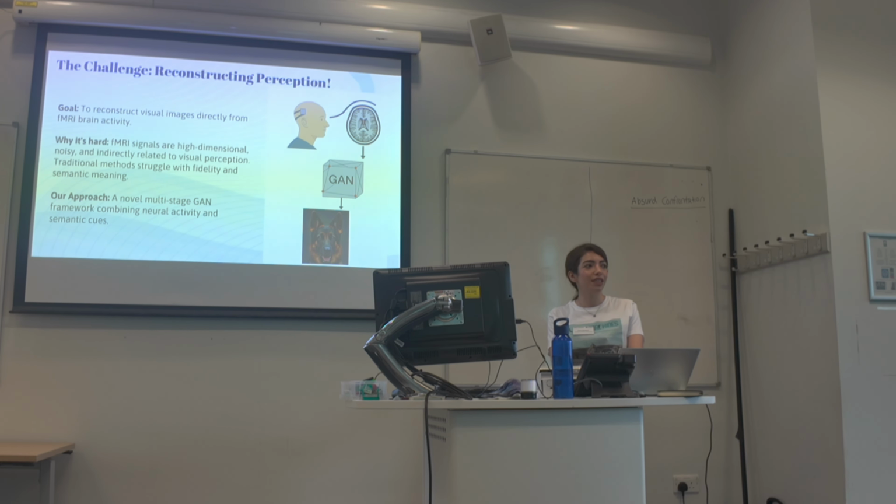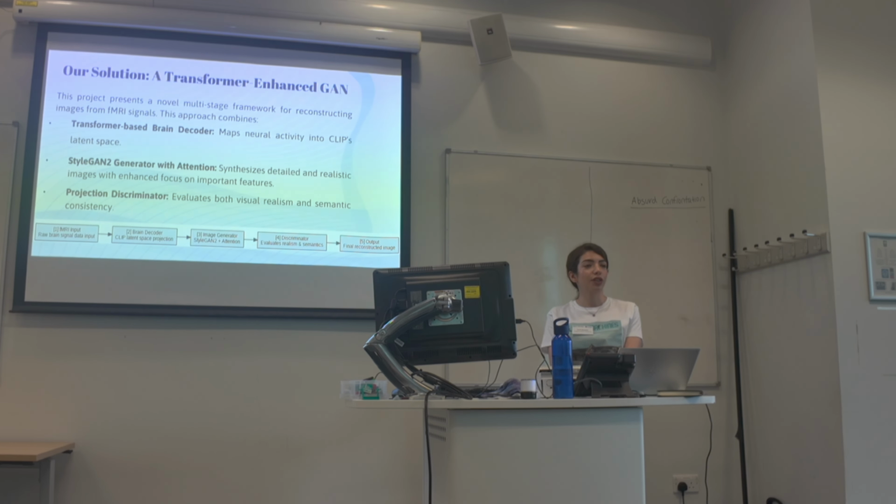The reason why this is a technically very challenging task is that the traditional models that we currently have don't present pixel-wise similarity between the ground truth image and the synthesized image. That's where our solution comes in. We have a GAN which has three main components.